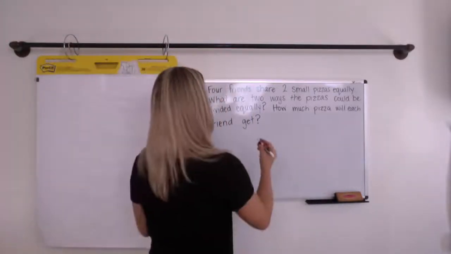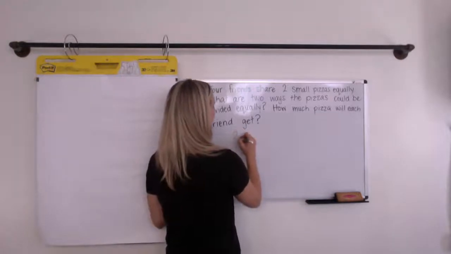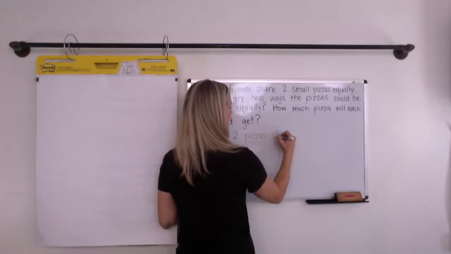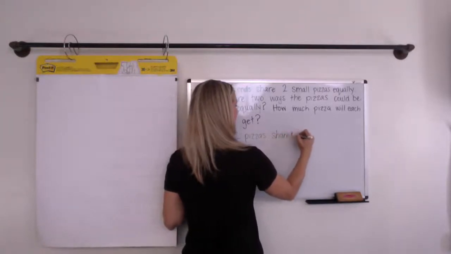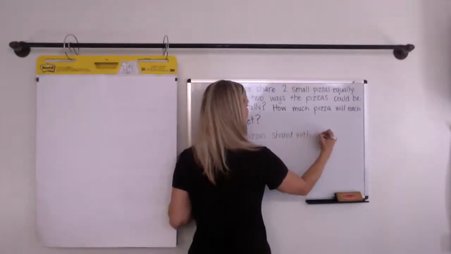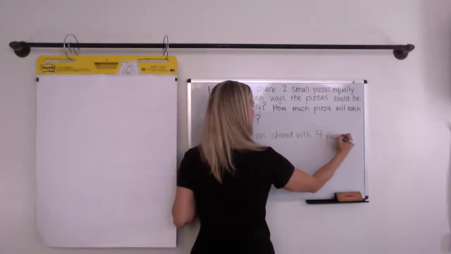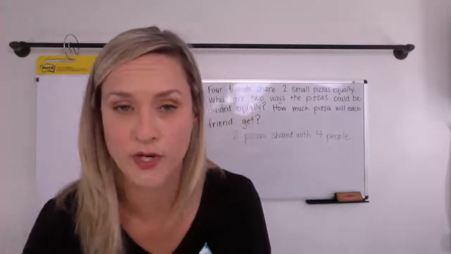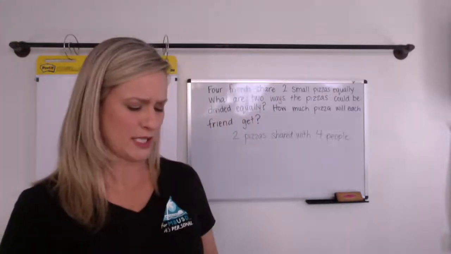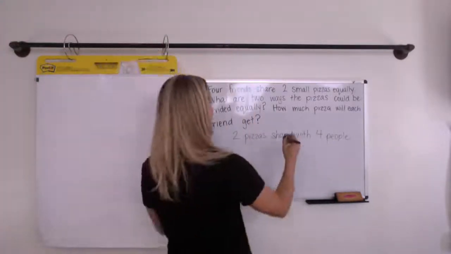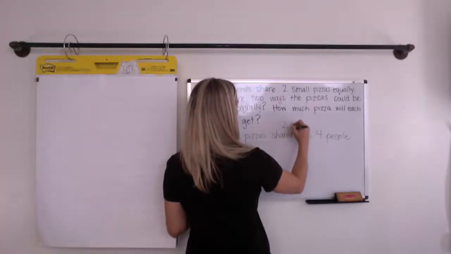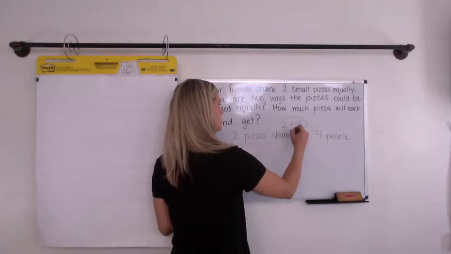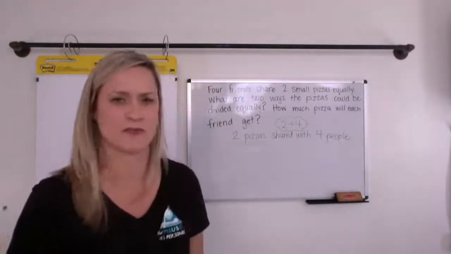Okay, so we're sharing 2 pizzas shared with 4 people. To me, that sounds like we're doing 2 divided by 4. Does that sound like 2 divided by 4 to you? Kind of sounds like that to me. I'm just going to put it right there in my brain. 2 divided by 4. Thought bubble. I have to check back in with myself and see if that thought is right later on.